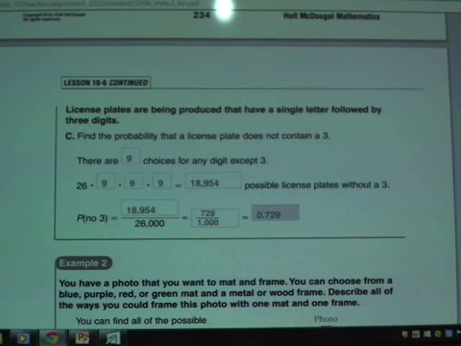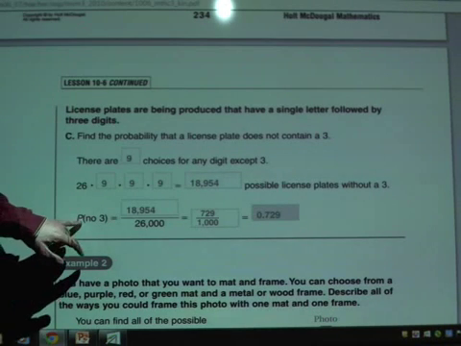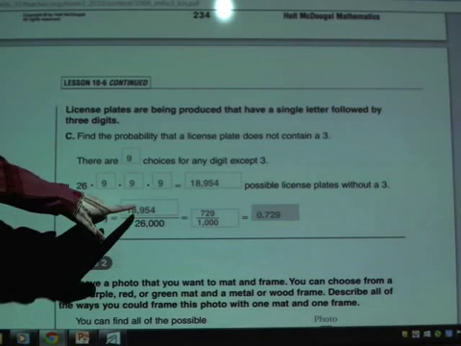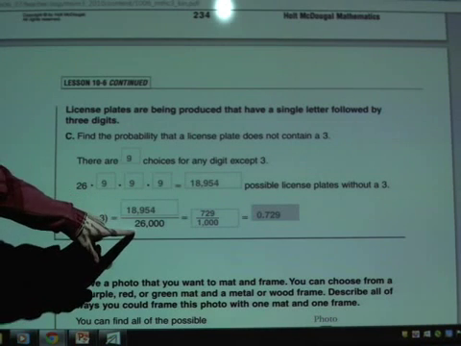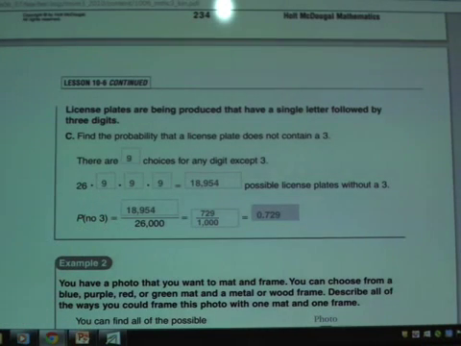And I get 18,954. So the probability of not getting a 3, the probability of no 3, is 18,954 over 26,000. As you can see, they've reduced that fraction down to 729 over 1,000, which in terms of a decimal is 0.729, or in terms of a percent, 72.9%. So there's a 72.9% chance that I can pull a plate without a 3.